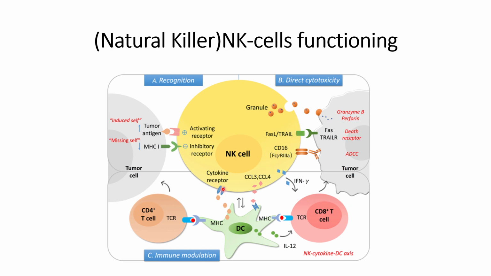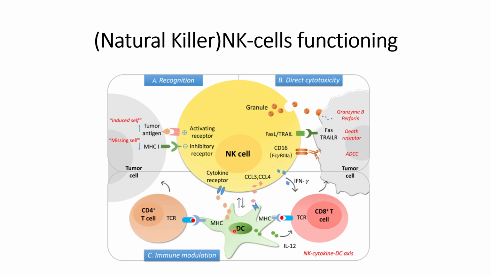As previously mentioned, these NK cells can also influence or enhance the adaptive immune response. Once activated, they release cytokines through the cytokine receptors, and also CCL3 and CCL4, and this helps in the activation of the dendritic cells and the recruitment of more dendritic cells.